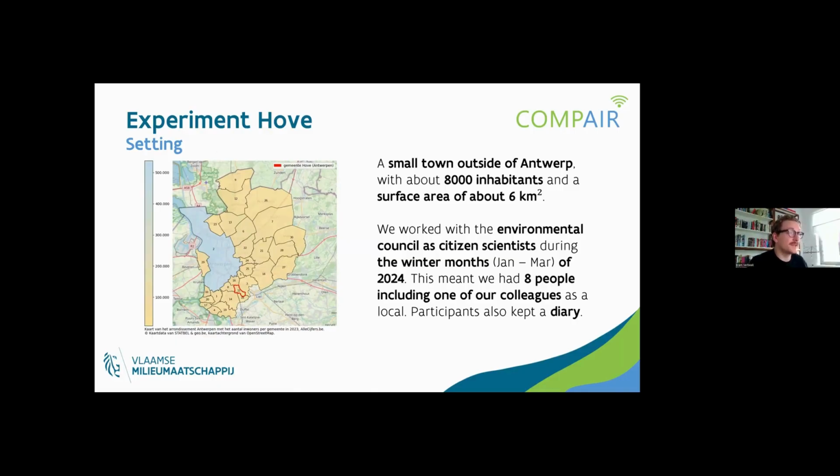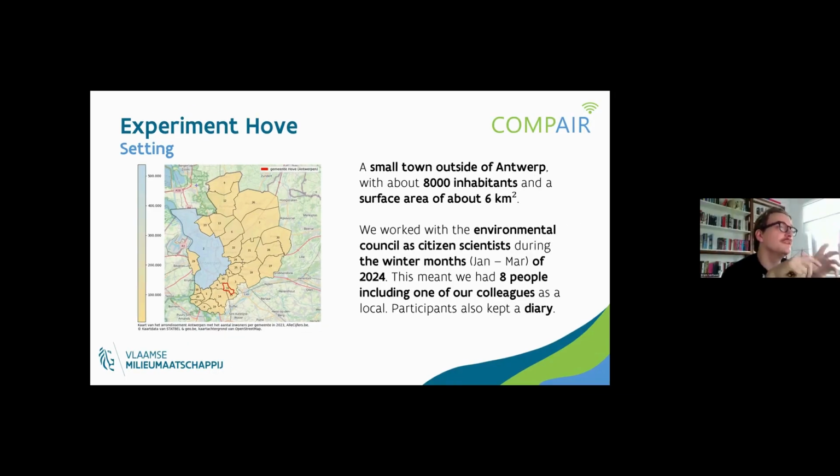Okay, now all of this talk about cleaning up data and how the sensors work. Let's get to the actual experiment. We did this experiment in Hove. Hove is a small town outside of Antwerp. It has about 8,000 inhabitants, and it's about 6 square kilometers. We worked with the Environmental Council of Hove as citizen science during the winter months, January to March of 2024. This meant we had 8 people, including one of our colleagues, which is how we actually came across this experiment, as he is also a member of the Environmental Council of Hove. So he was essentially the local connection to this experiment. We also asked participants to keep a diary, because that way we could validate the data that we got afterwards and also contextualize it a bit better.